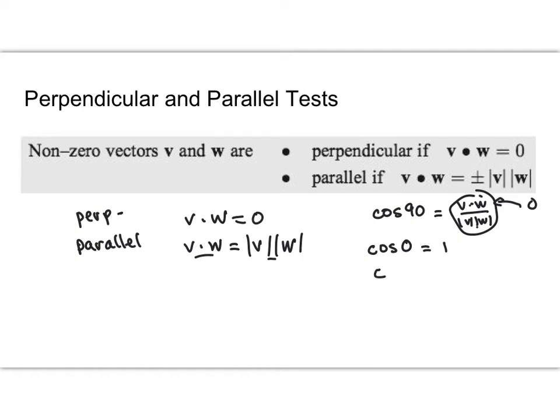That's what we didn't think about. The cosine of 180 degrees, that would also be parallel. That'd be -1. So it could also be that v dot w equals negative magnitude of v times magnitude of w. And that would give me another possibility for a parallel line. They'd just be going in opposite directions.